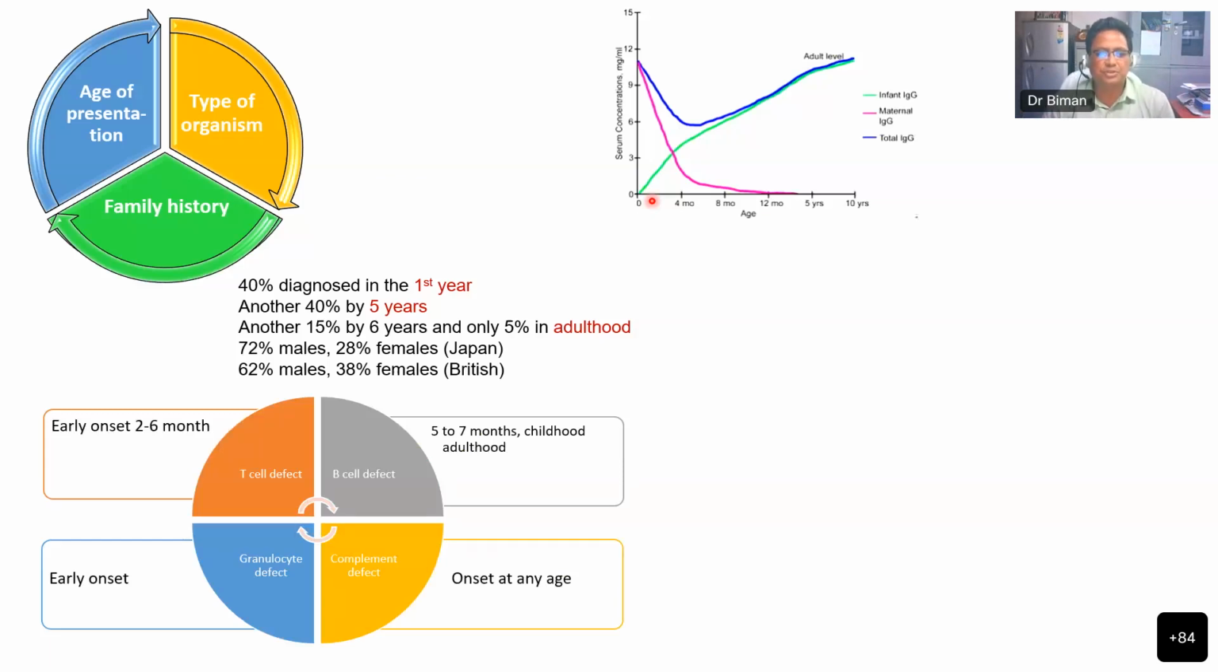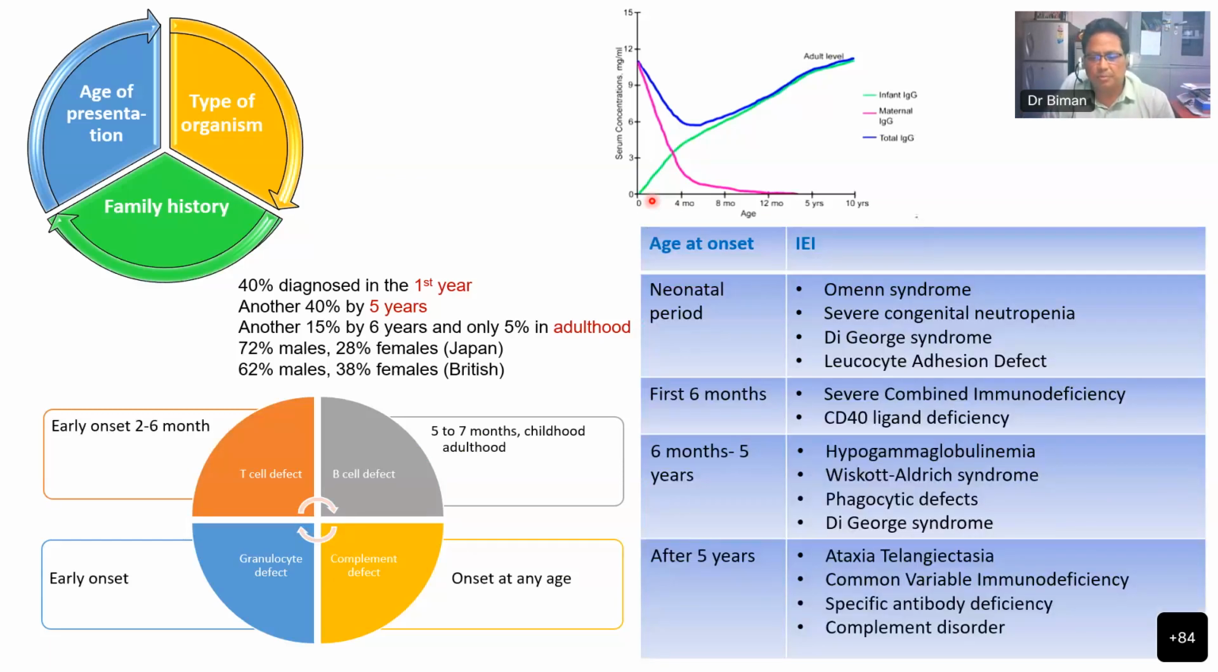So the age of presentation is very important. The neonatal period: the severe congenital neutropenias, leukocyte adhesion defects, all these will present in the neonatal period. First 6 months, severe combined immunodeficiency, and 6 months to 5 years is where the antibody deficiency or the hypogammaglobulinemia will come up. So depending on the age, the age of presentation is very important.